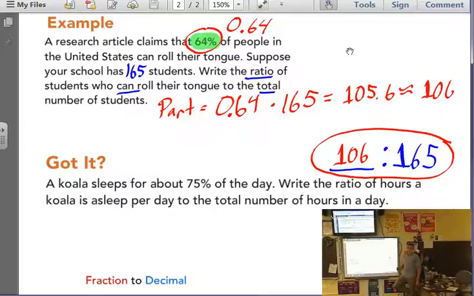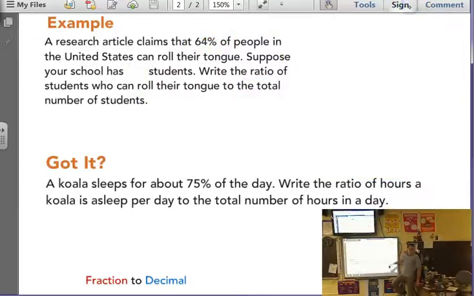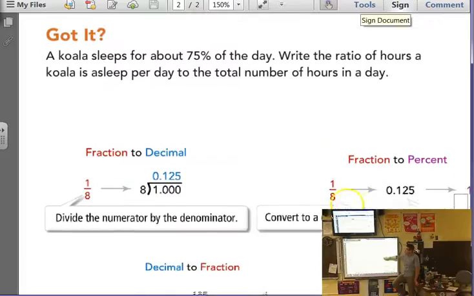So a ratio is just a comparison of two numbers. We've been using ratios this entire time we've been doing percents. Because when you divide two numbers, you've set up a ratio. So any division problem really is a ratio problem.